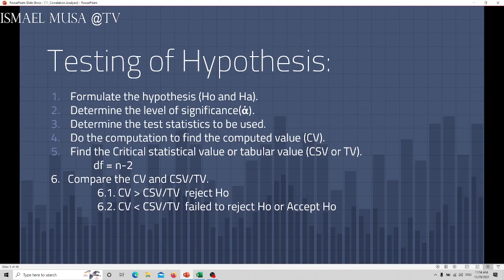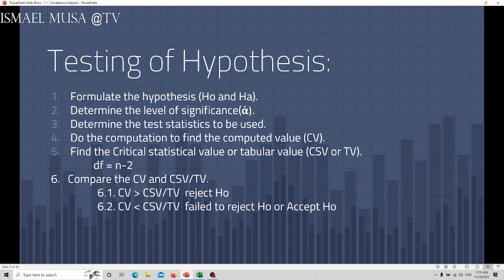Now, on our screen, class, are the steps when we do statistical hypothesis testing. There are 6 steps in hypothesis testing. The first one is you have to formulate your hypothesis. It could be your null, or it could be your alternative hypothesis. Next, you determine the level of significance, or your alpha value.